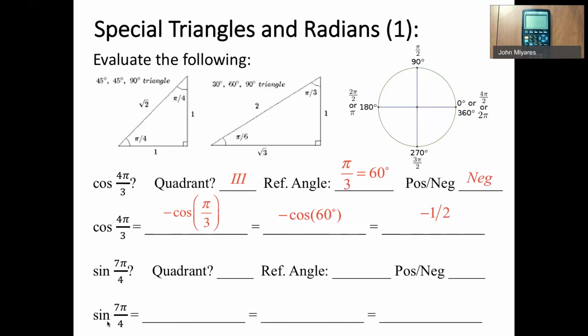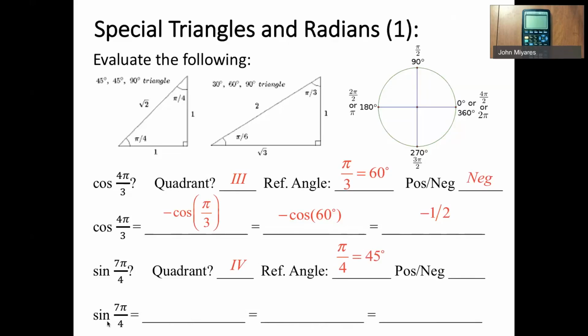But the sine of 7 pi over 4, we first may want to turn the angle measure into a mixed fraction. 7 pi over 4 is 1 3/4 pi. So that is bigger than 1.5 pi, but less than 2 pi, which puts our angle into quadrant 4. The reference angle, well, we're only 1/4 pi away from 2 pi, so the reference angle is going to be pi over 4, or 45 degrees.